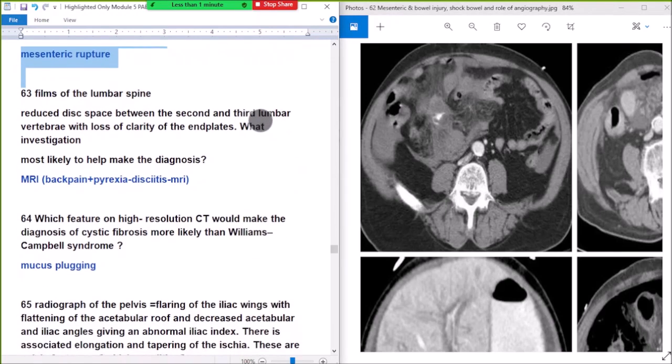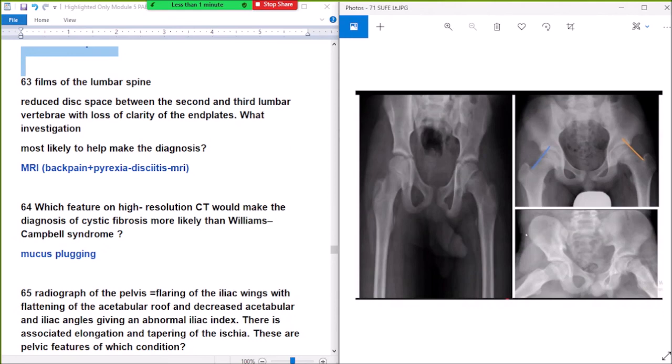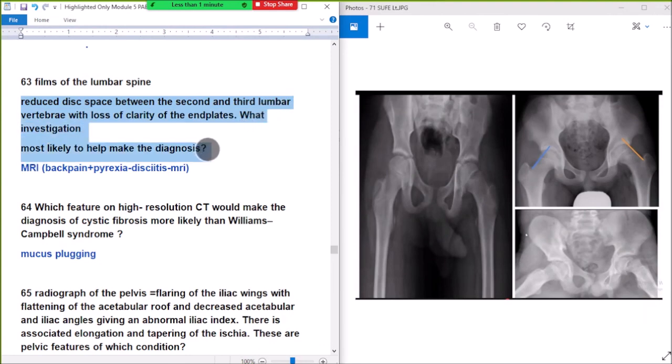Question 63. Film of the lumbar spine shows reduced space between the second and third lumbar vertebrae with loss of clarity of the endplates. What investigation will most likely help make the diagnosis? MRI. Back pain plus paraxia.